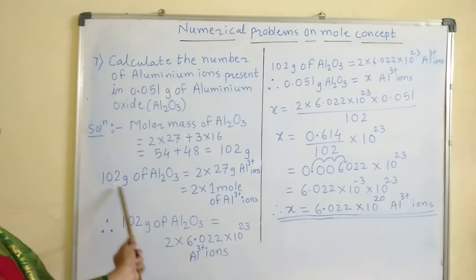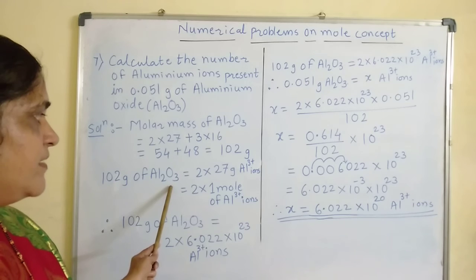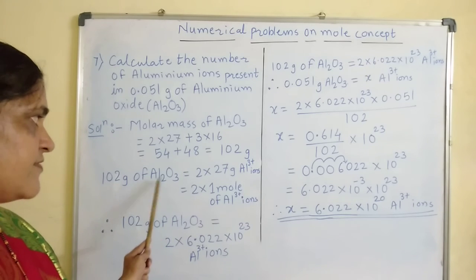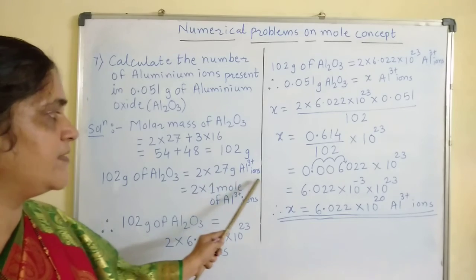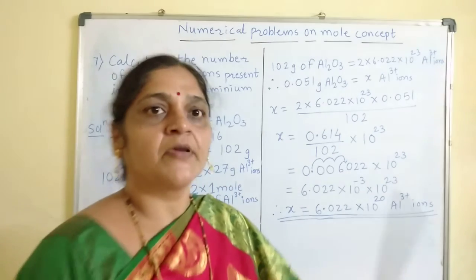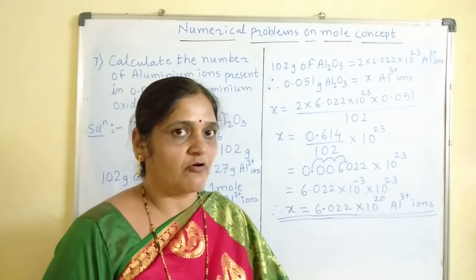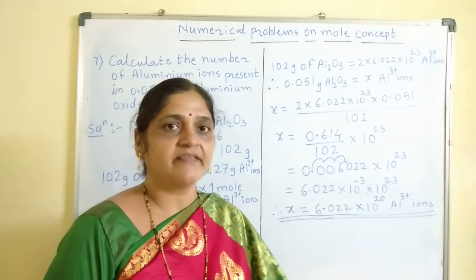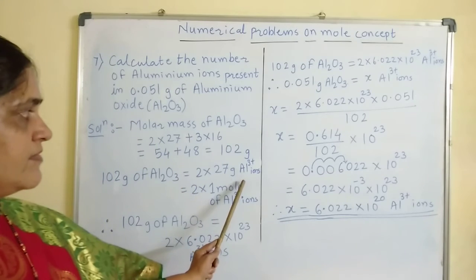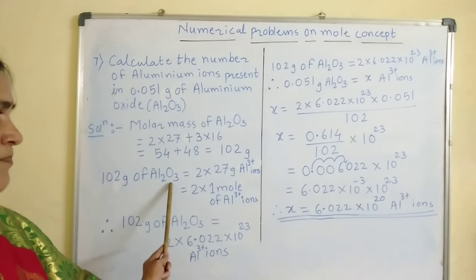Now 102 gram of Al2O3 contains how many aluminum ions? That we have to find out. It has 2 aluminum atoms, so 2 multiplied by 27 gram of aluminum ions. See, the ion's mass and the atomic mass remain the same, because when ions are formed, atoms only lose electrons, not protons. Therefore, the atomic mass will remain the same. So 2 multiplied by 27 gram of aluminum ions are present in 102 gram of aluminum oxide.